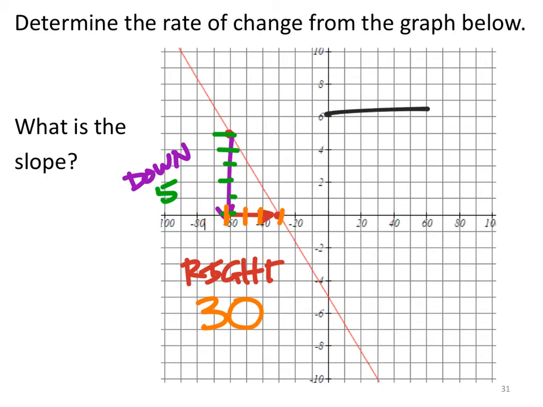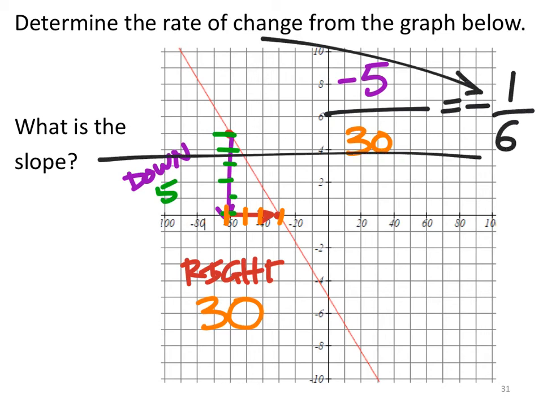So our slope is going to be down 5, so that's negative 5 there. And then to the right 30, that's positive 30. And yeah, this can be simplified to be just a negative 1/6. So that's the rate of change, but it's also the slope, because the rate of change is the slope.